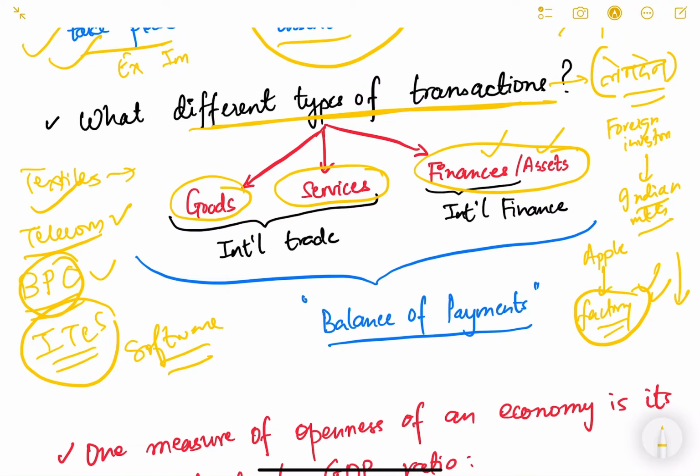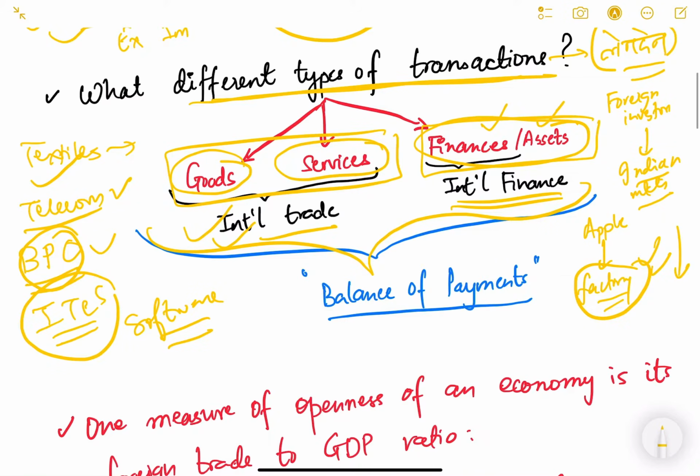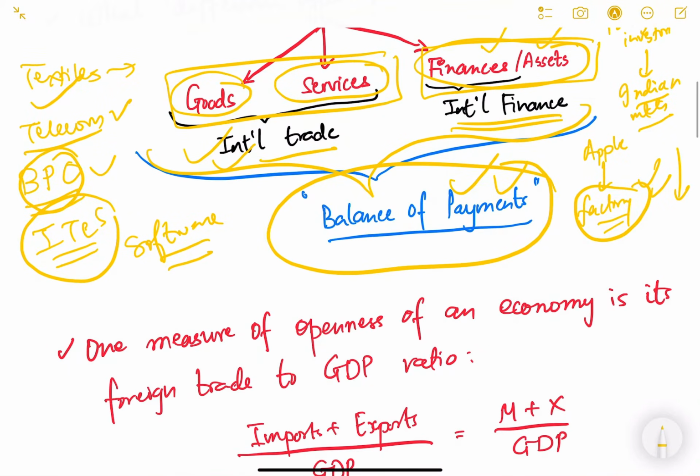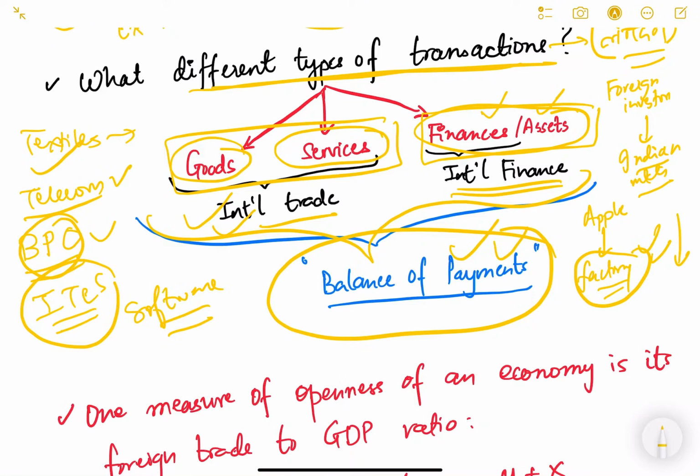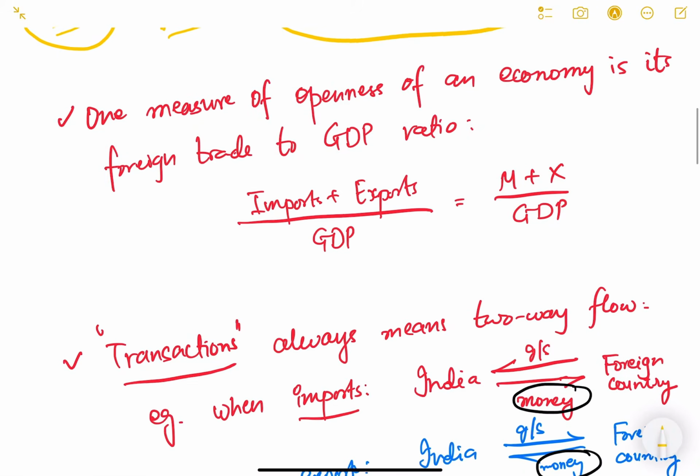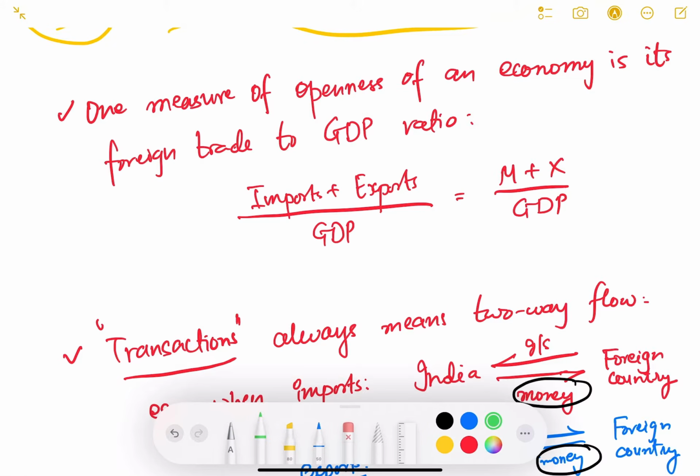Now when we look at the transactions in goods and services, that part of international economics is known as international trade. And when we look at transactions in finances or assets, that is known as international finance. And all this together comprises the balance of payments. I'll explain to you in detail what the balance of payments is. We'll discuss that in this video only. So basically I'm just giving you a very basic idea of what all is there in international economics or open economy macroeconomics. Now let us move further.